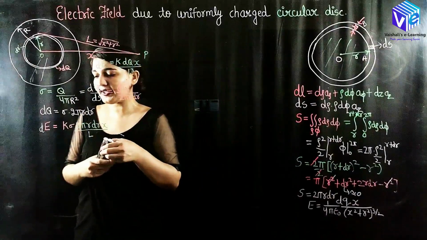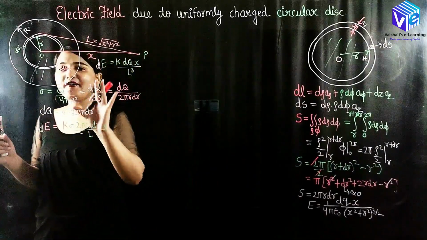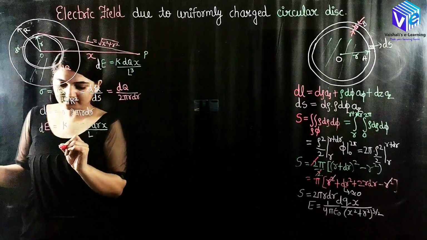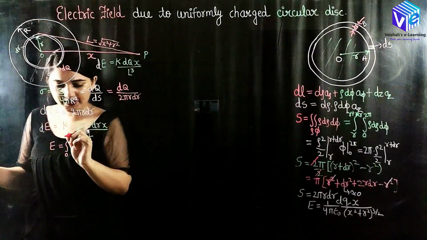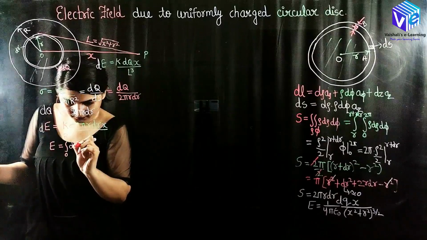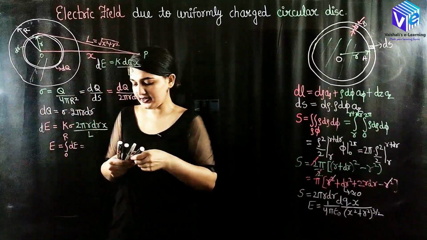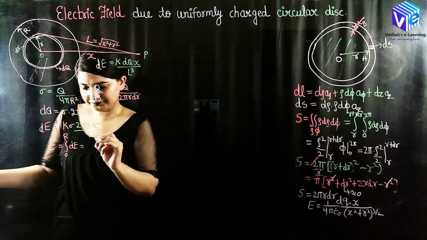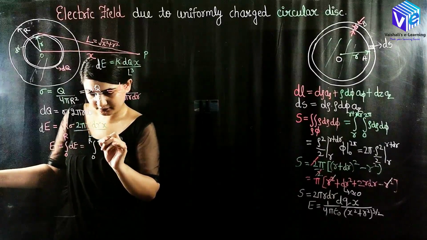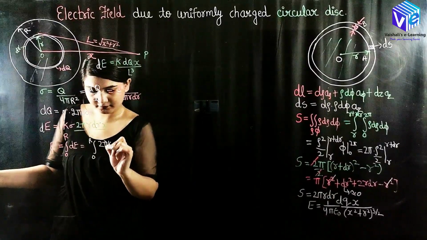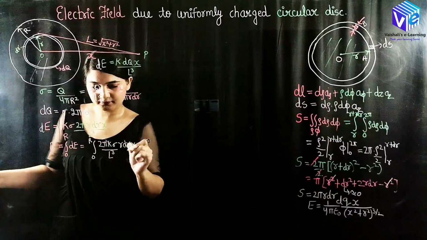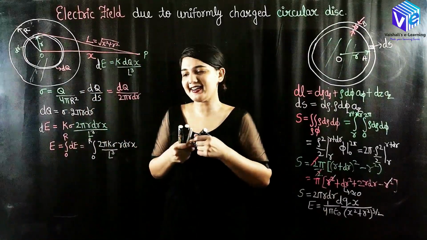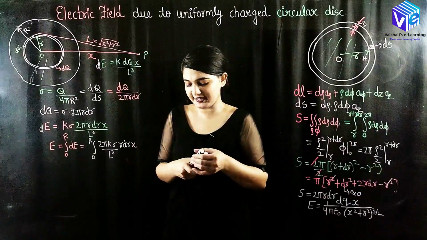Now how can I find it out? I have to integrate dE from point 0 to the point R. How can I represent it? Okay, so this is my electric field. Now I just have to integrate it.